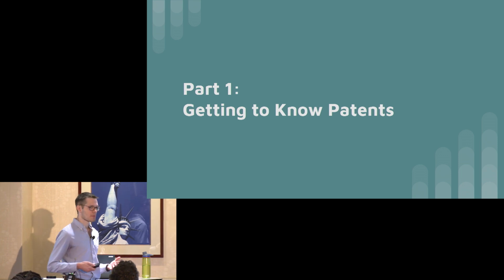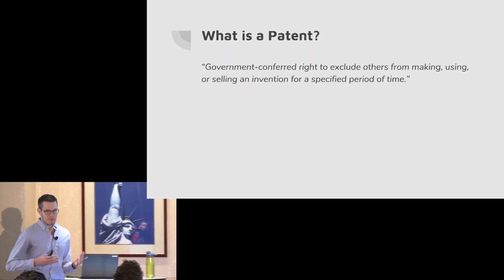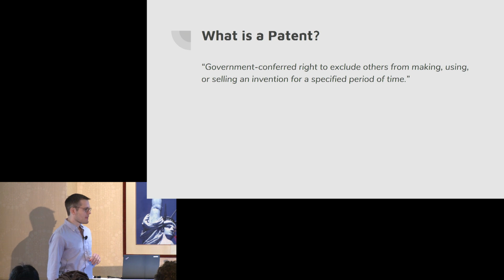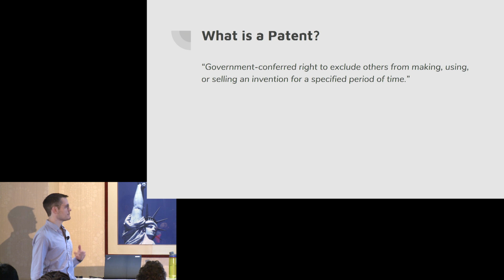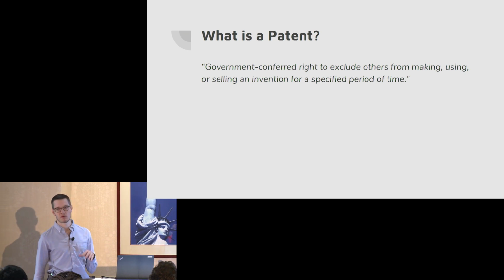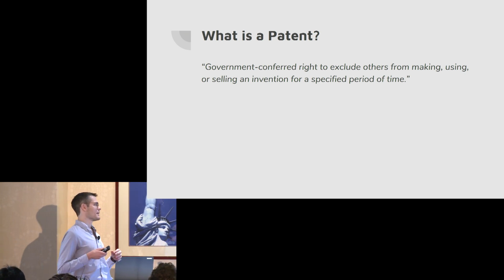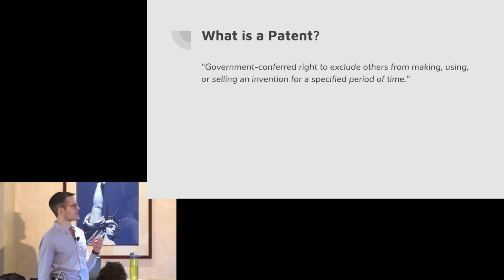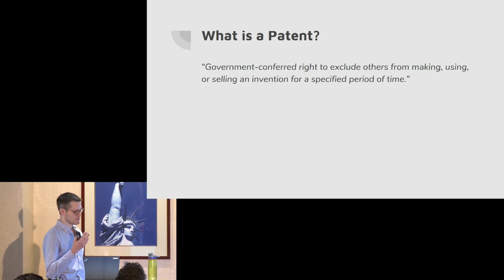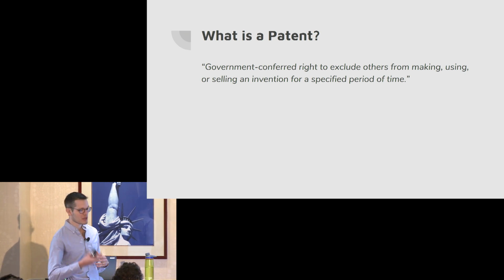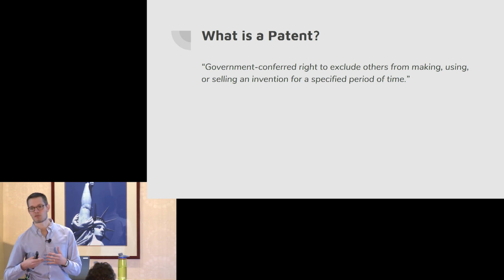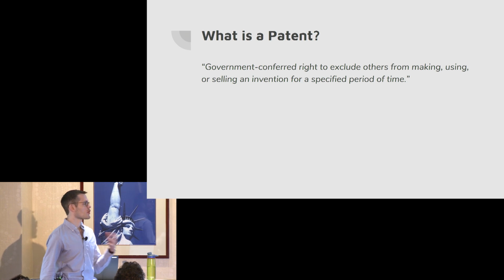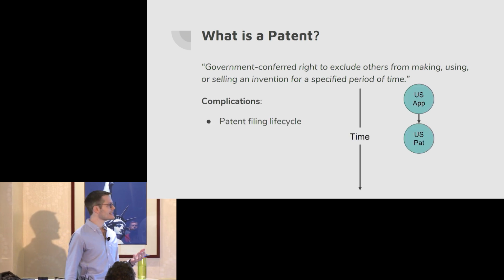So, getting to know patents a little bit. Start off with a definition of what a patent is. A patent is a government-conferred right to exclude others from making, using, or selling an invention for a specified period of time. It's a little bit of a complex idea to exclude people from making some kind of invention. But the initial reason for patents was to encourage people to actually share these inventions with the public. By getting this exclusive right to it, you're encouraged to make that available to everyone to see.